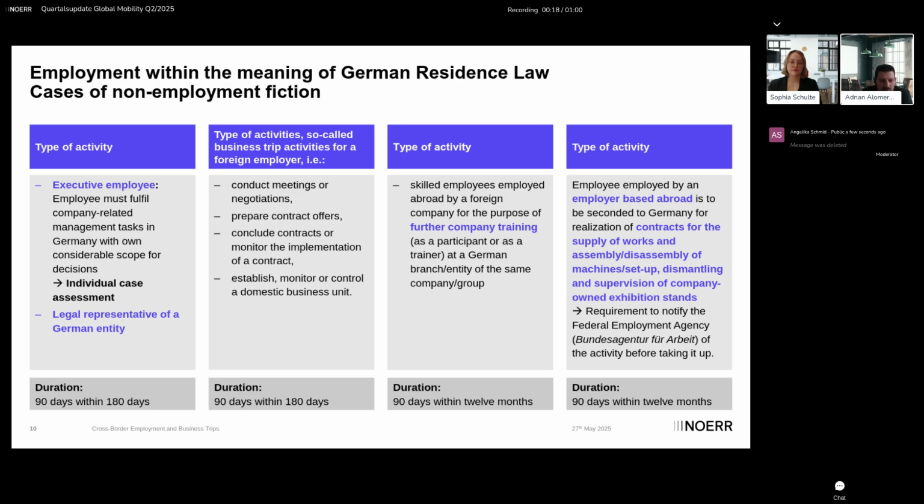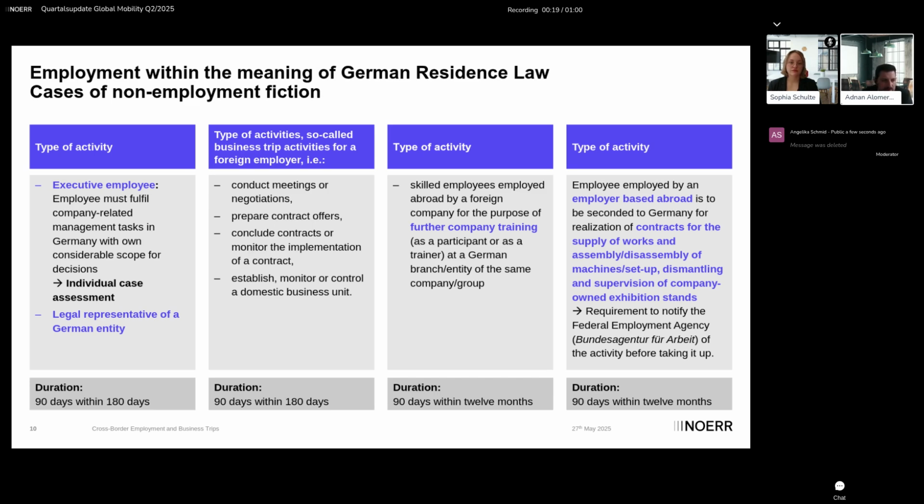The duration for this is 90 days within 12 months. So we see here for this activity, employees are not entitled to stay just 90 days within 180 days, but 90 days within 12 months. And the 12 months has to be calculated according to the 180 days period. We will take a look on how to calculate this period.